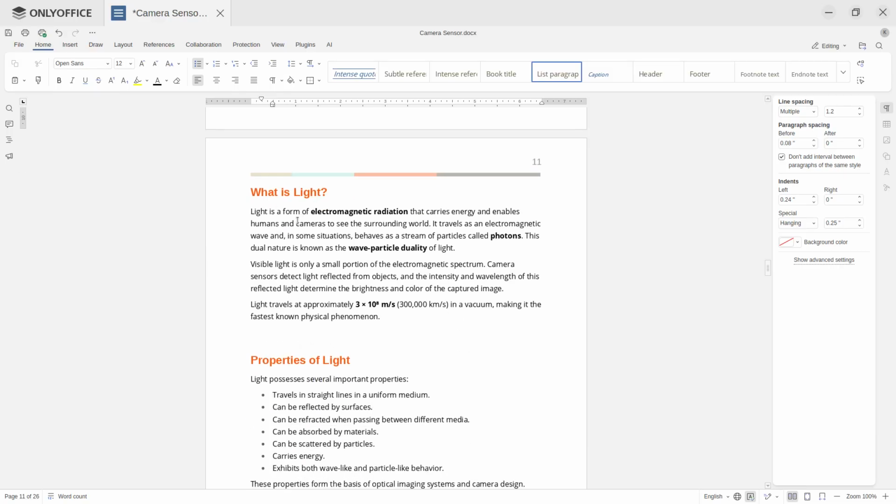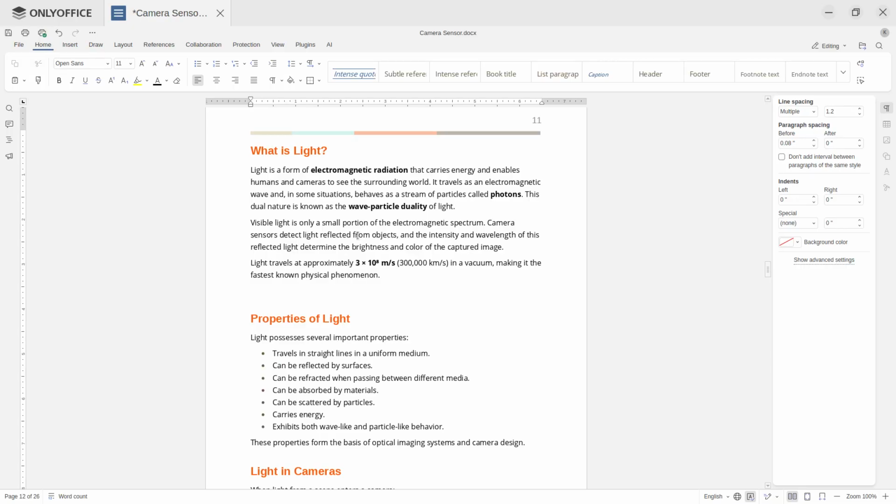Light is a form of electromagnetic radiation that carries energy and enables humans and cameras to see the surrounding world. It travels as an electromagnetic wave and in some situations behaves as a stream of particles called photons. This dual nature is also known as the wave-particle duality of light. Visible light is only a small portion of the electromagnetic spectrum. Camera sensors detect light reflected from objects, and the intensity and wavelength of the reflected light determine the brightness and color of the captured image.